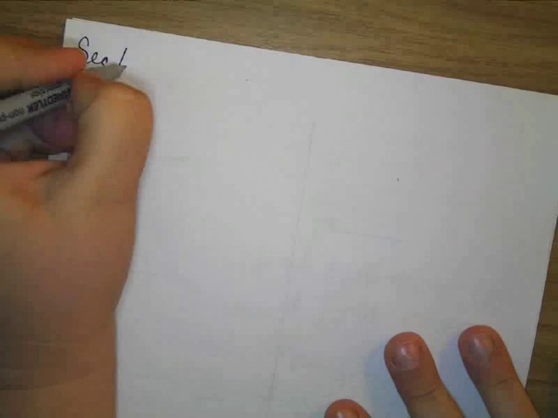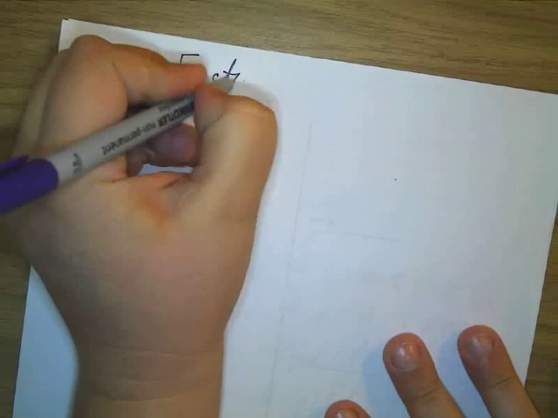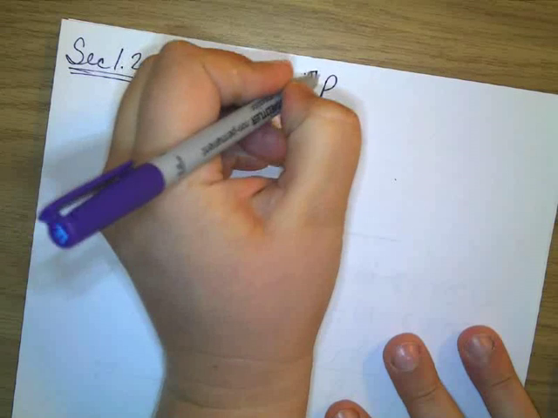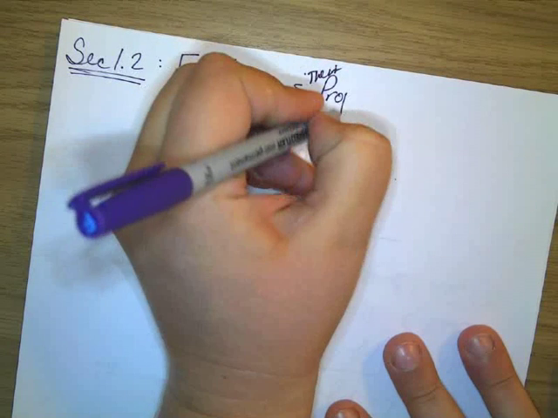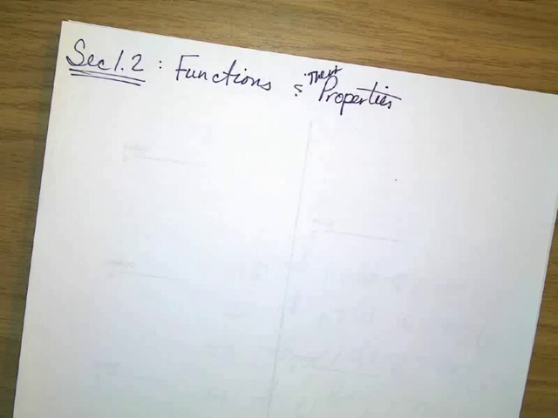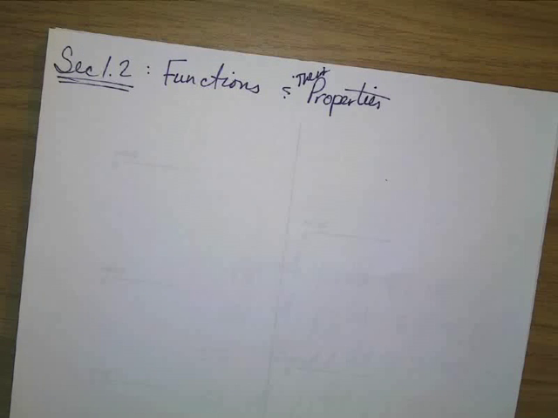So today's section 1.2. Functions and their properties. Some of these ideas you've heard of before, some of these you may not have, but we need to make sure we're all on the same page with it. Okay? So the very first thing we're going to talk about is what is a function and how do we write them?